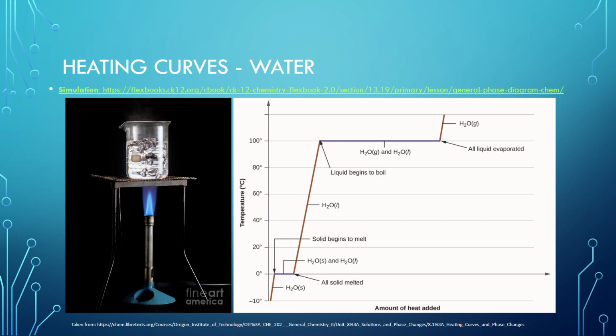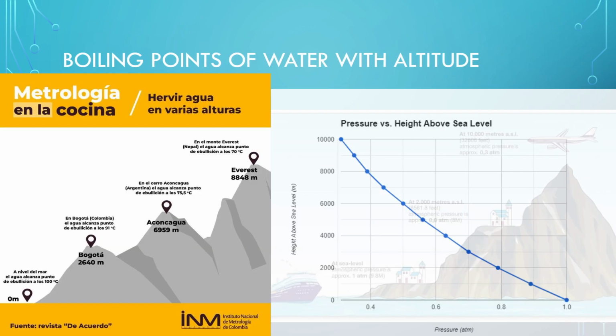For the grades that already took the lab, you're going to notice that your results were very similar to this, but we didn't reach this plateau at 100 degrees Celsius, but it was below, like around 92. So why does this happen? This happens because temperature is not the only factor that affects the phase changes. Pressure affects this as well. And the pressure changes with the height above sea level.